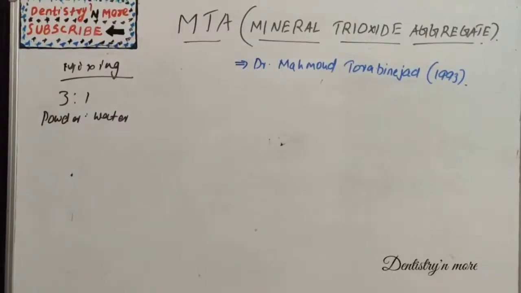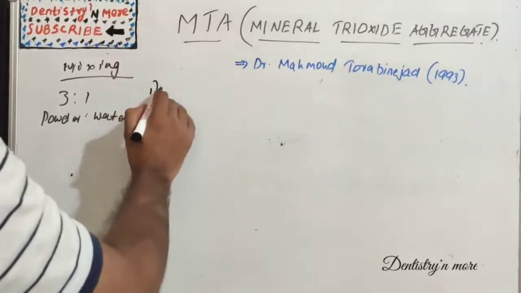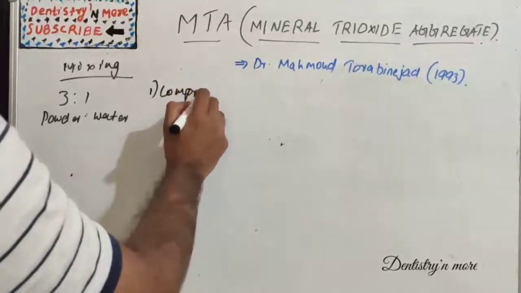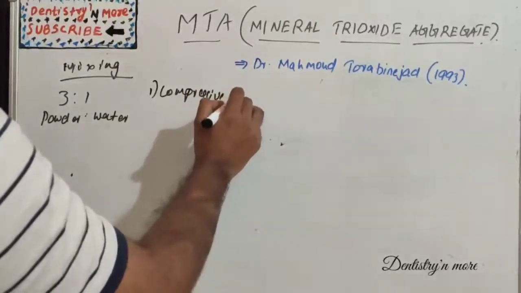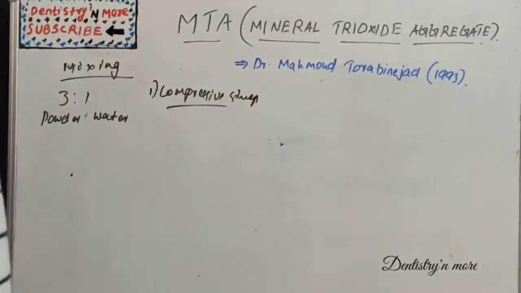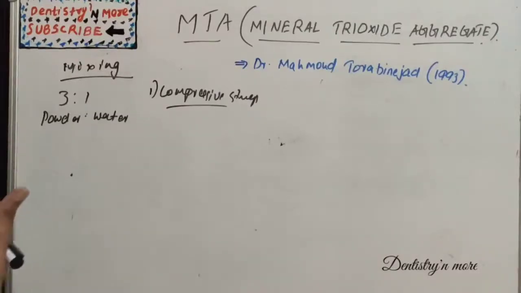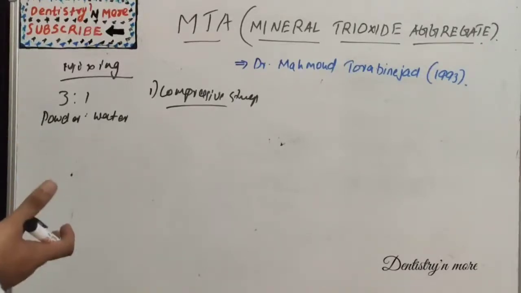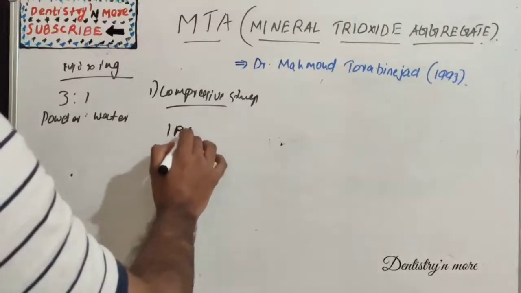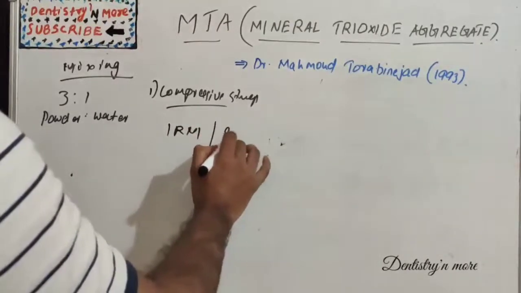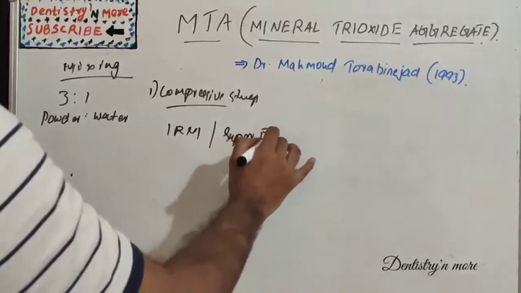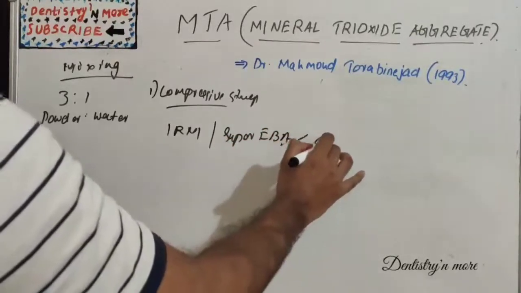Now let's see the properties of MTA. The first is compressive strength. It takes an average of 3 to 4 hours for the MTA material to completely solidify. It has been shown that once it is set, its compressive strength is equal to IRM or super EBA but less than amalgam.